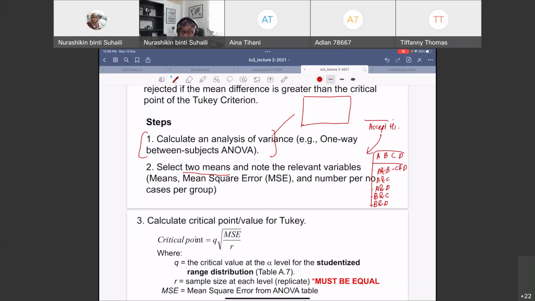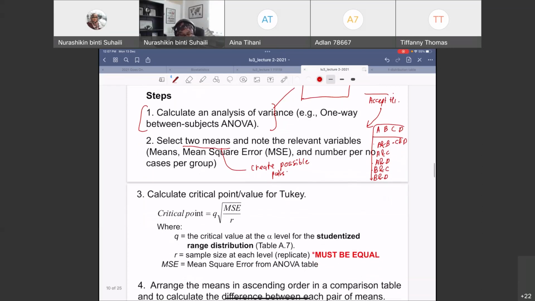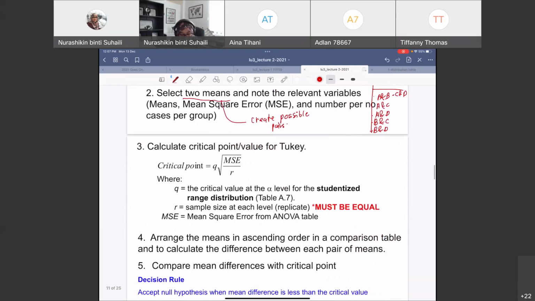Okay, select two means: you have to create possible pairs. The order is not considered. A and B is equal to B and A, because we're just talking about the pair here. So you have to list down all the possible pairs. That's the second step. The third step for Tukey test, you have to calculate this value, the critical point, which is equal to Q multiplied by the square root of MSE divided by R.